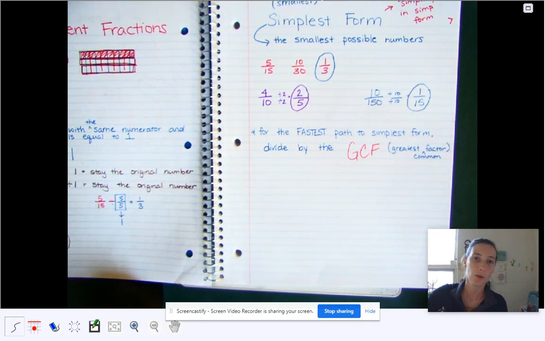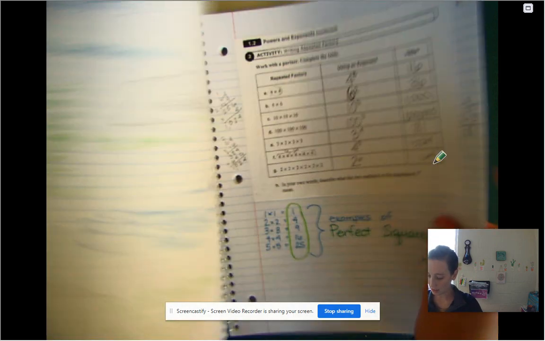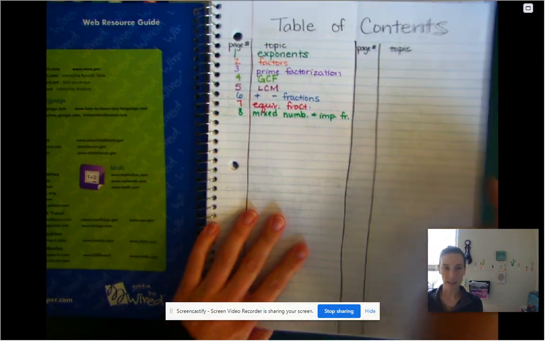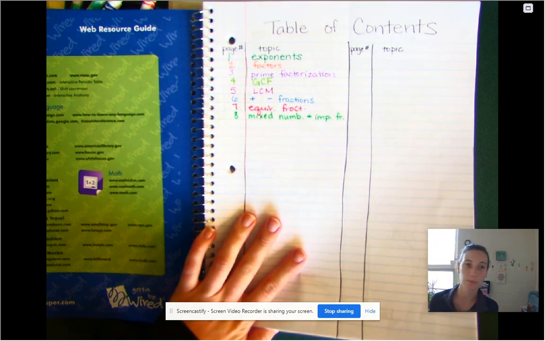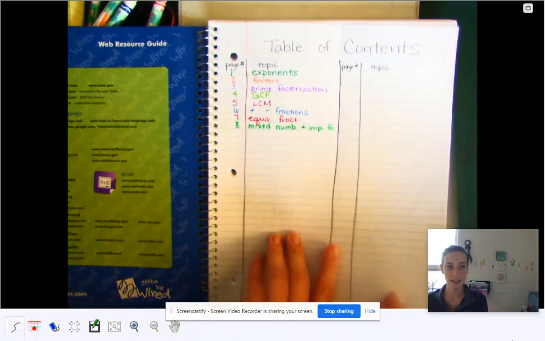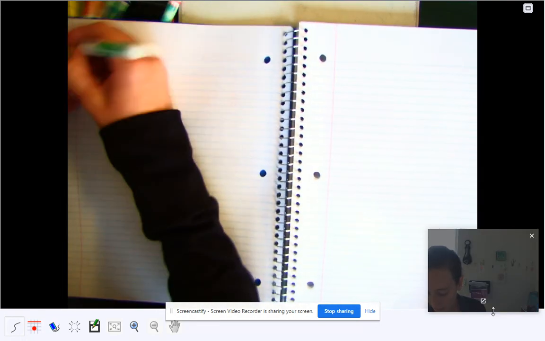Okay, we are starting a new page. This is page 8, and it's mixed numbers and improper fractions. You're probably going to have to abbreviate to be able to fit that in. So I'm past page 7, I'm on page 8 now.